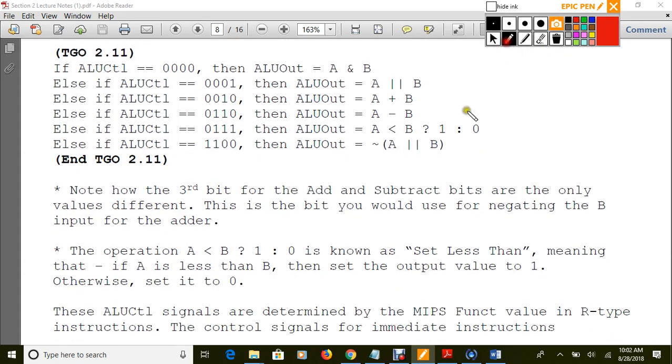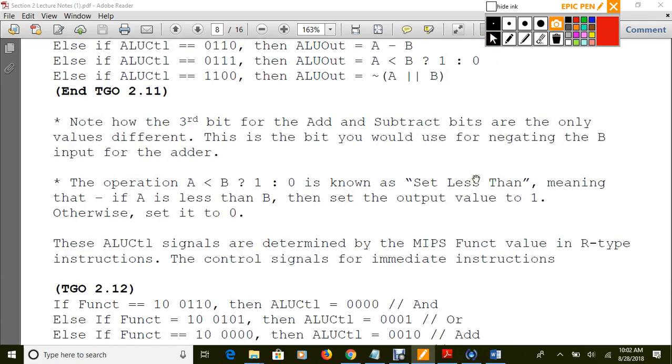Right. So the actual term for this is known as set less than. If A is less than B, then set the result equal to 1. And so when we start getting into the actual assembly code, you see SLT is the designation. So you're starting to see BEQ, branch equivalent, branch not equal is BNE. So there's a lot of those summaries.